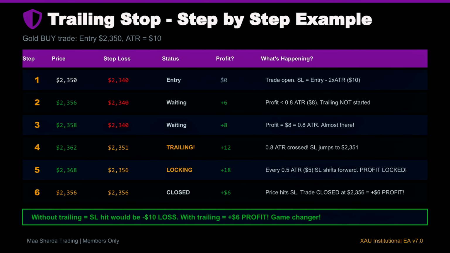Here is a step-by-step example of the trailing stop in action. Once profit crosses the 0.8 ATR threshold, the stop loss jumps forward, locking in profit. In this example, without trailing, it would be a loss, but with trailing, the trade closes in profit.